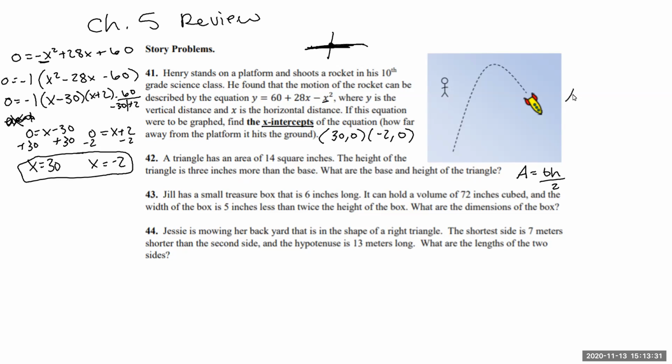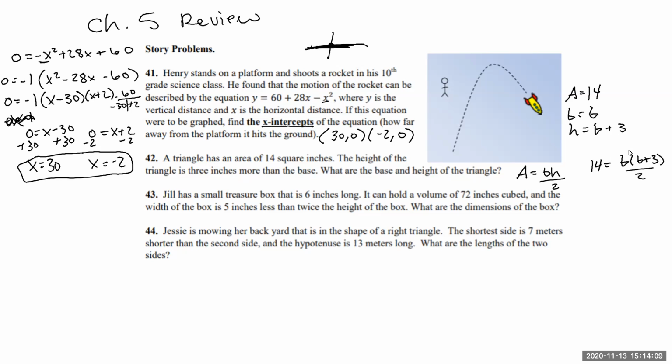So now we just need to plug in what's A, B, and H. So in this case, it says an area of 14. So we already know that A is going to be 14. The height of the triangle is 3 inches more than the base. So for our height here, it's going to be B plus 3. And then we don't know what B is, so we're just going to leave it as B. Now we're just going to plug it all into the equation. So we have 14 equals B times B plus 3 divided by 2.